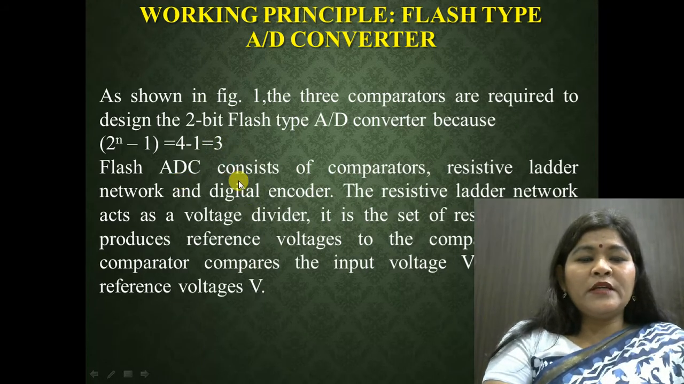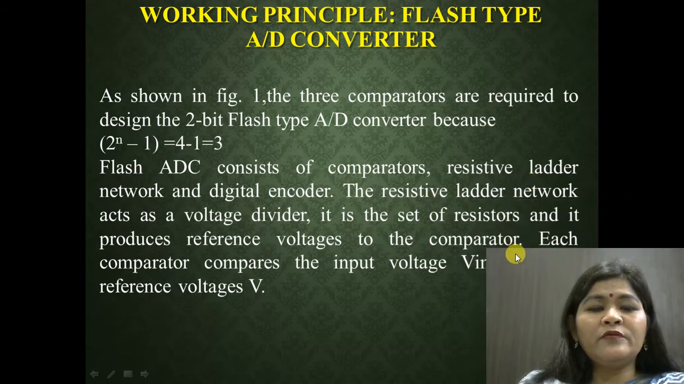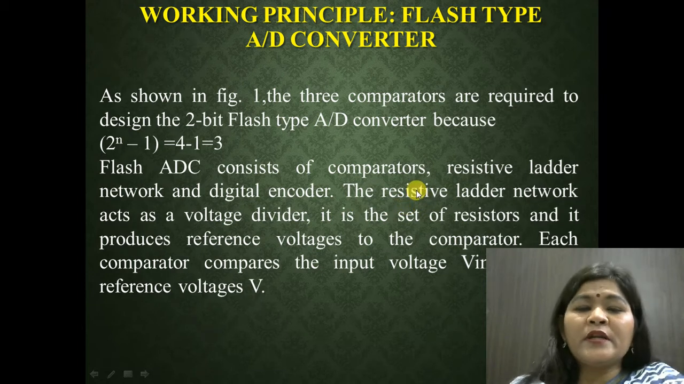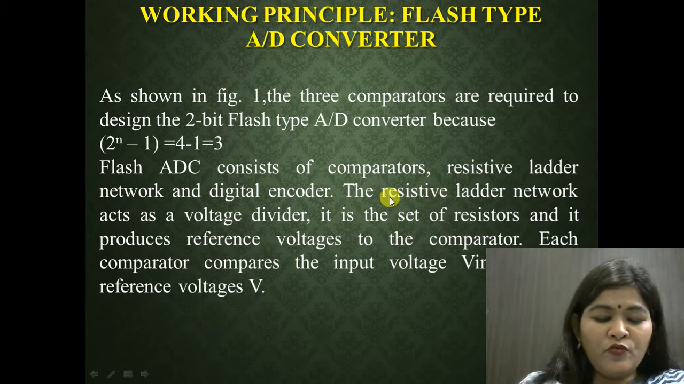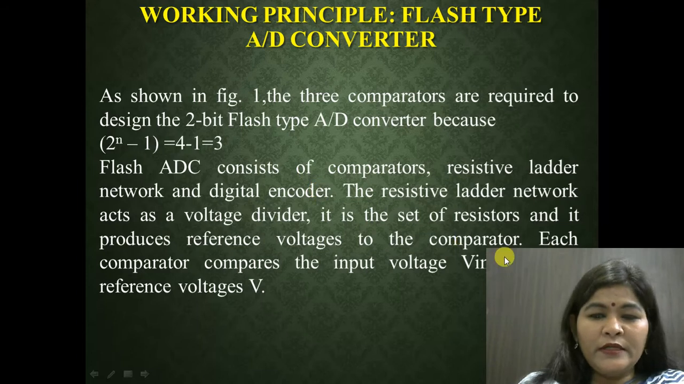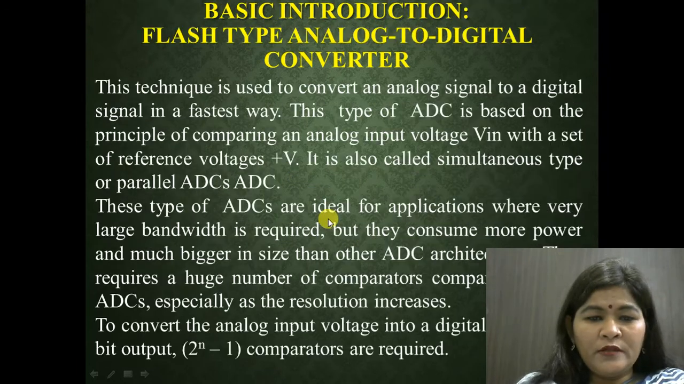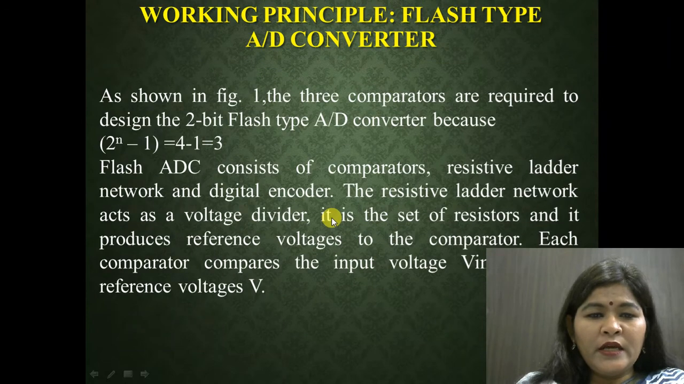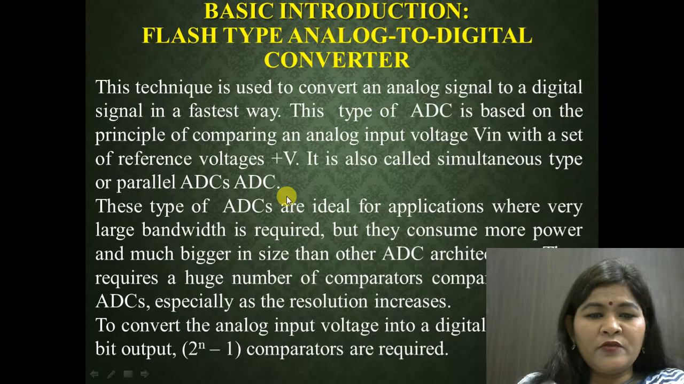So this flash ADC consists of comparators, a resistive ladder network, and a digital encoder. Here the comparator compares the input voltage with the reference voltage. The resistive ladder network acts as a voltage divider, and it produces the reference voltages for the comparators, and the encoder is used to get the digital output. So this is the basic circuitry, and this is the basic introduction.